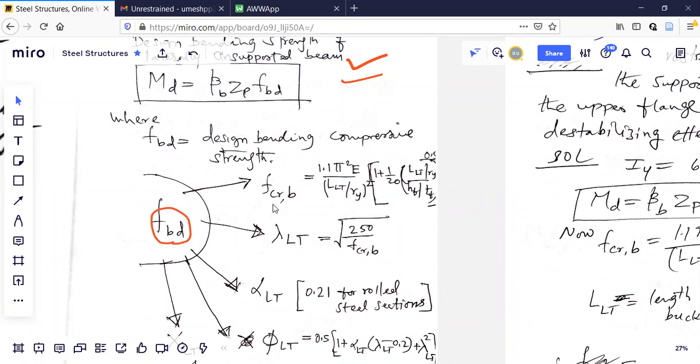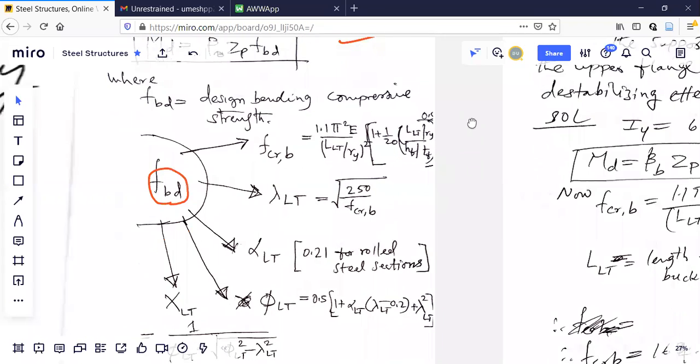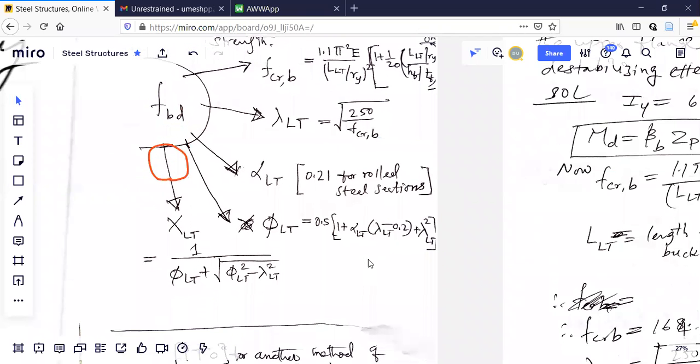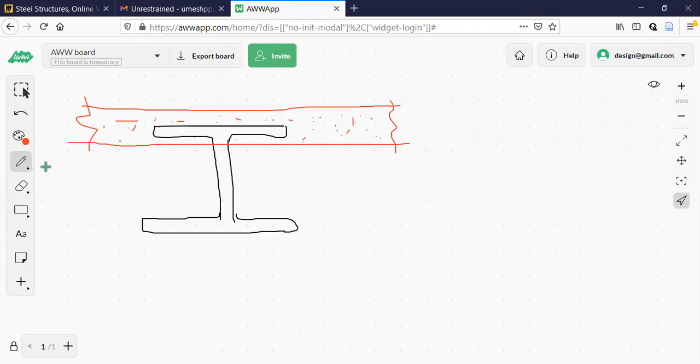you have to calculate first FCRB. We'll see that one. What are these? Lambda LT, alpha LT, phi LT, chi LT, whatever this X LT is, usually they call it as chi LT. It is not exactly X, but you write it as X only in the exam.